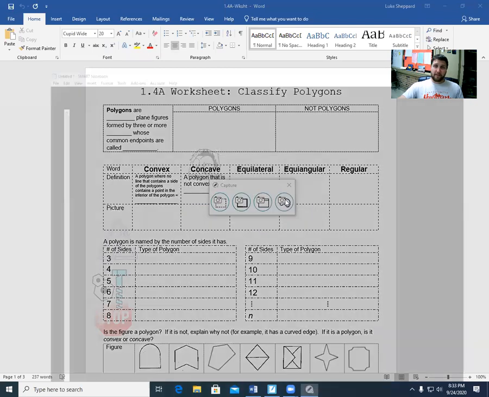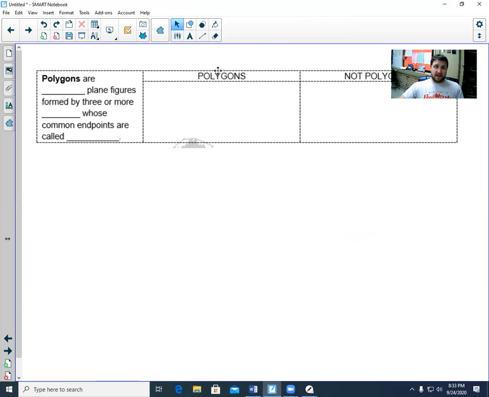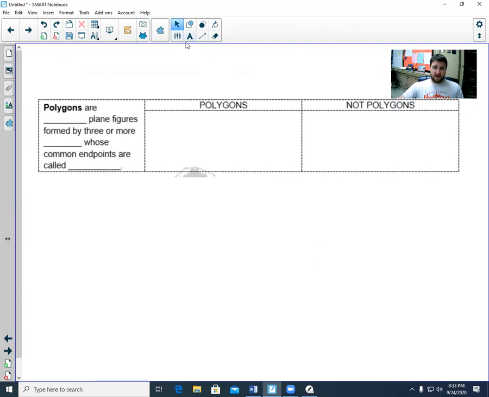Now, what I want you to know about a polygon is basically just a shape that is either open or not open. It is closed, but it either caves in or it doesn't cave in. Those are the words we're thinking about here. What we want to start with is the fact that polygons are closed plane figures formed by 3 or more points whose endpoints are called vertices.